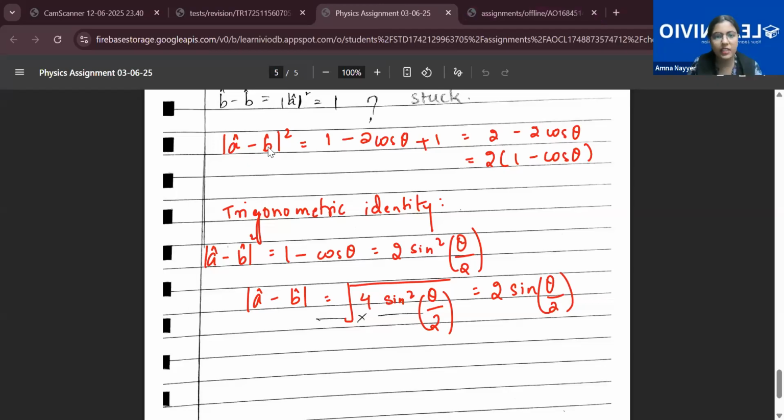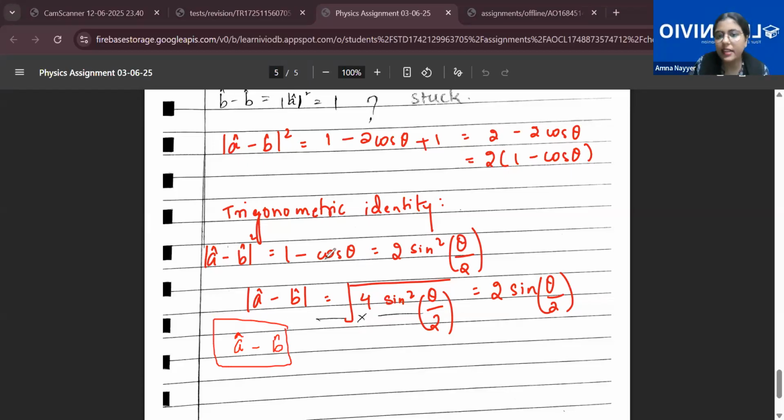So what do we have here? A minus b whole square is what we need to get. What do you do? A minus b whole square is an identity whose value is 1 minus cos theta, which is equal to 2 sine square theta by 2. Okay. So when you take the root value of this, you directly get 2 sine theta by 2. You just have the theta over here. Got it? This is under root. This is a unit vector minus b unit vector. This is what you need to get.